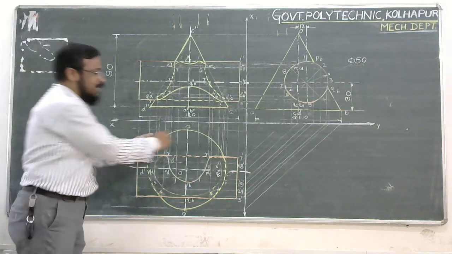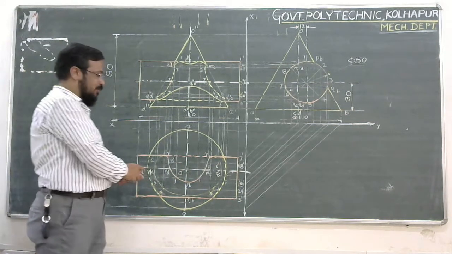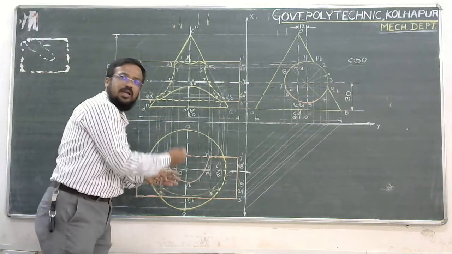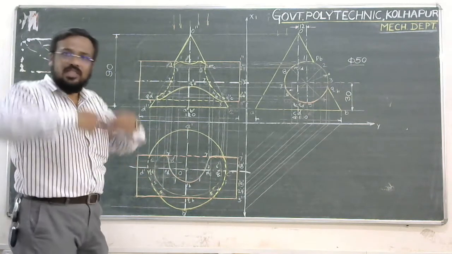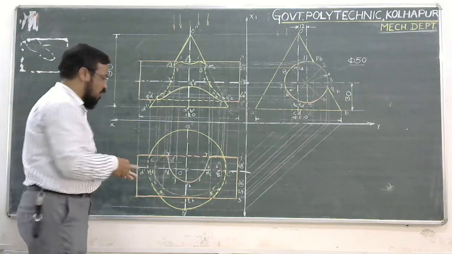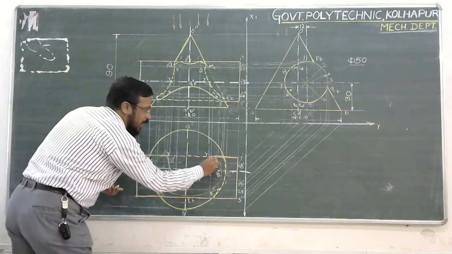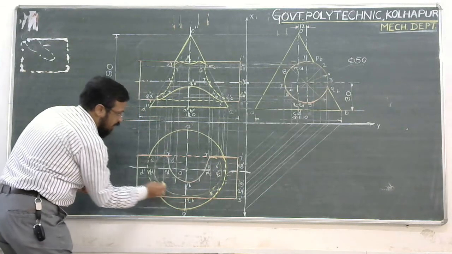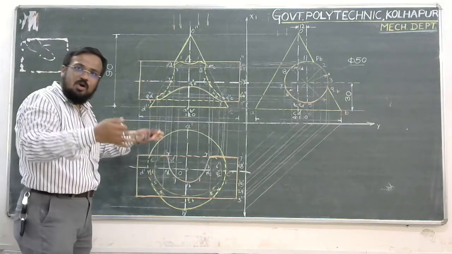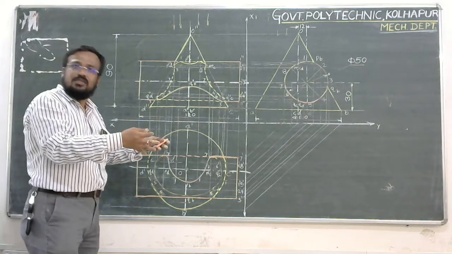Now for the cut surface, or for the intersecting surfaces, whichever cutting intersecting points are inside the cylinder will not be visible to the observer. So obviously from this 7 to this 7 dash, it is not visible because it is just accommodated inside the cylinder.